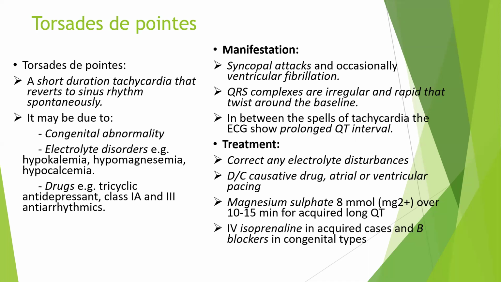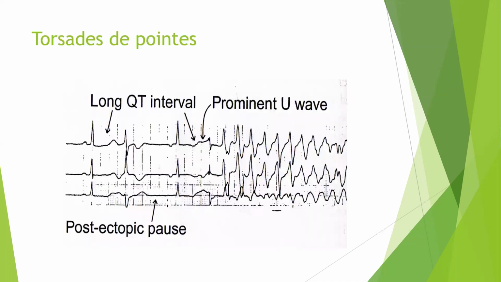Now, you want to correct any causative drugs. Sometimes it may just be due to cardiac pacing or pacers in the patient. You want to give magnesium sulfate, about 8 millimoles over 10 to 15 minutes, for those who have acquired long QT interval. Isoprenaline is used in acquired cases, and beta blockers are indicated when it's due to congenital abnormality.